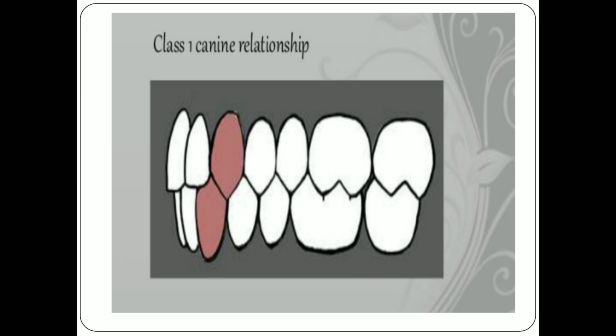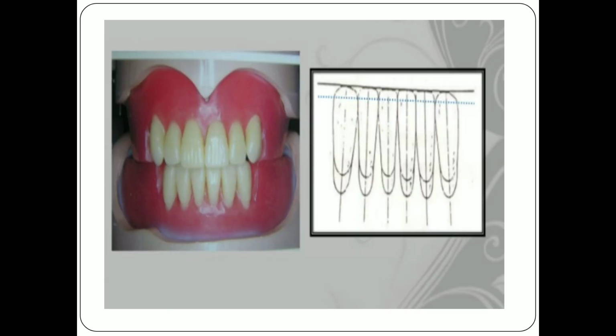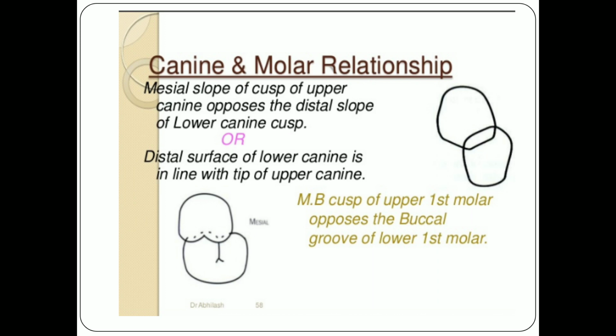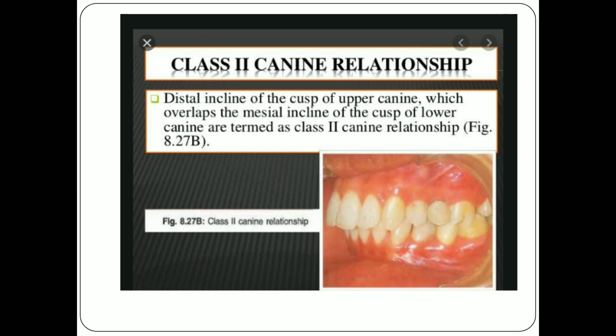Then, we already discussed in teeth arrangement principles, what is class 1 canine relationship? The distal slope of the lower canine coincides with the mesial slope of the upper canine. This is your class 1 canine relationship. See, the distal slope of the lower canine is in line with the tip of the upper canine, whereas the mesiobuccal cusp of the first permanent maxillary molar coincides with the mesiobuccal groove of the first permanent mandibular molar. This is your class 1 relationship.